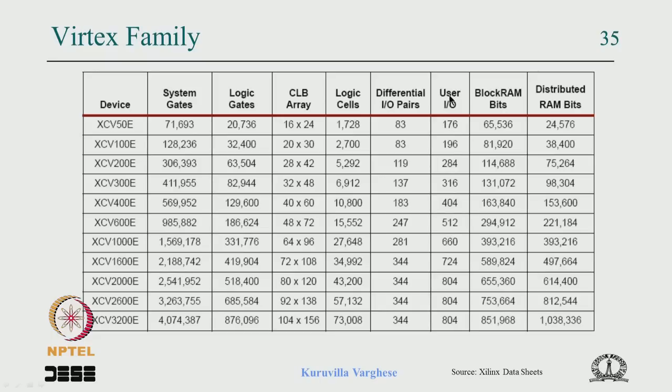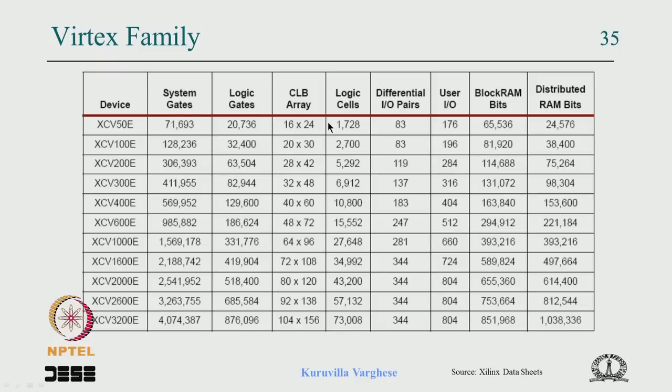and definitely the number of IO pins. There could be single ended IO and differential IO; if you want more noise immunity, to reject the common mode noise, then you can use differential pairs. Another important thing is the block RAM bits, how much dedicated memory is available. Here around 81 kilobits are available, and for the last device, nearing 1 megabit is available. And the distributed RAM bits again has to do with the CLB array, so this can be calculated from the CLB array spec, so it is not a big spec.